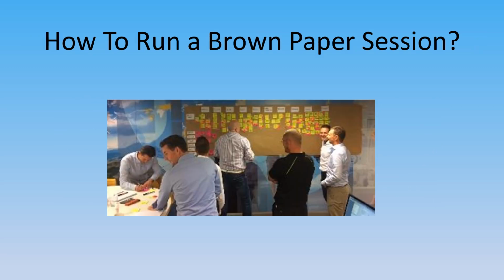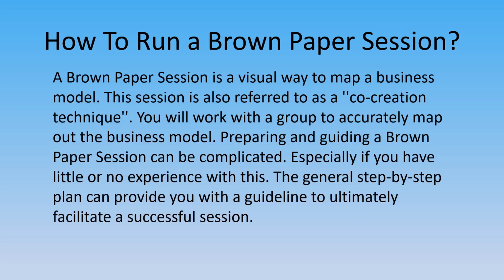How to run a brown paper session. A brown paper session is a visual way to map a business model. This session is also referred to as a co-creation technique. You will work with a group to accurately map out the business model. Preparing and guiding a brown paper session can be complicated, especially if you have little or no experience with this. The general step-by-step plan can provide you with a guideline to ultimately facilitate a successful session.